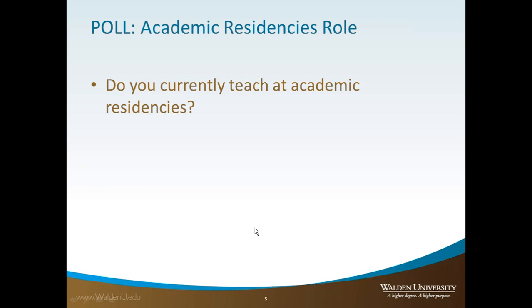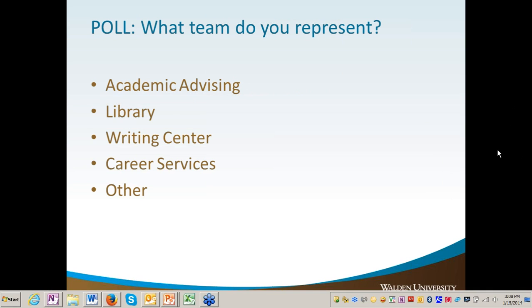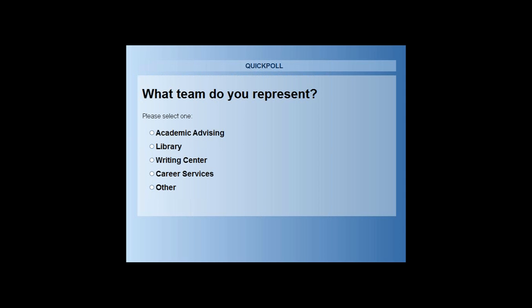For the last poll, we would like to know what your role is at residency, and what team you represent. Do you represent advising, library, writing center, career services? I think that we hit them all, but if there's another support service or area that you represent that we didn't include, go ahead and click other, and then put in the questions area where you are from. Just a couple more seconds to vote. Almost everyone has voted.